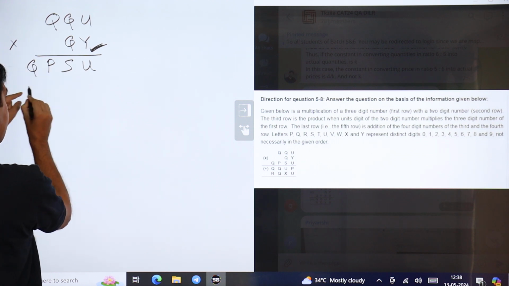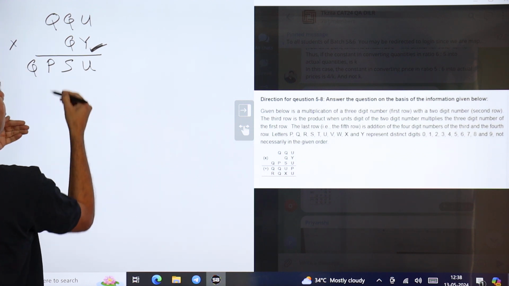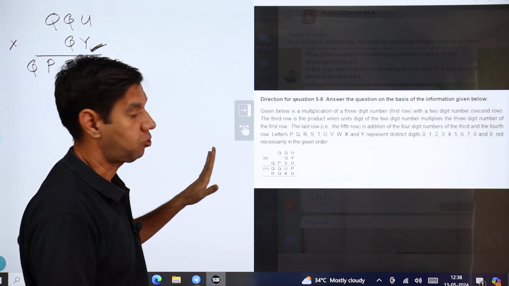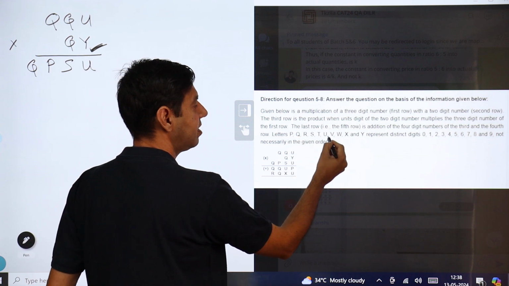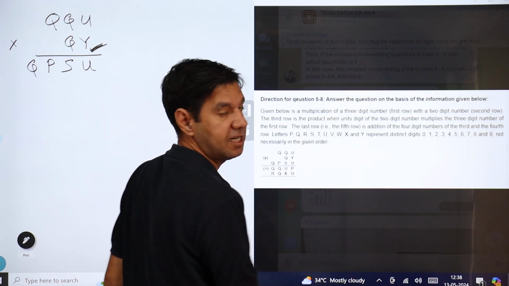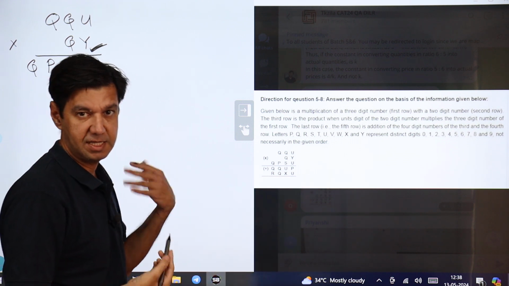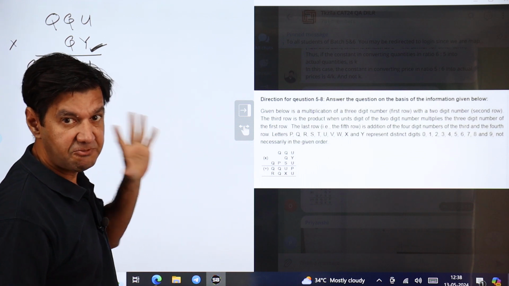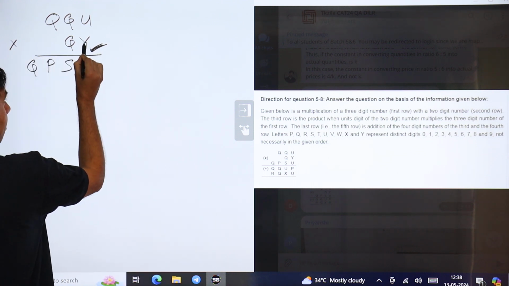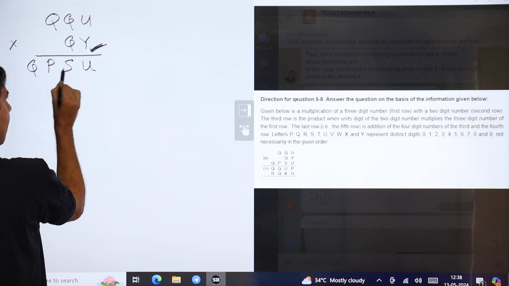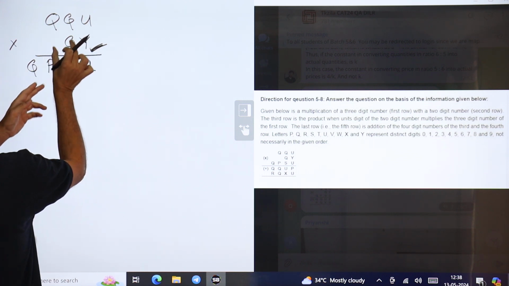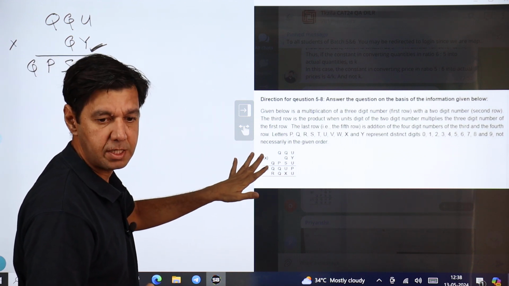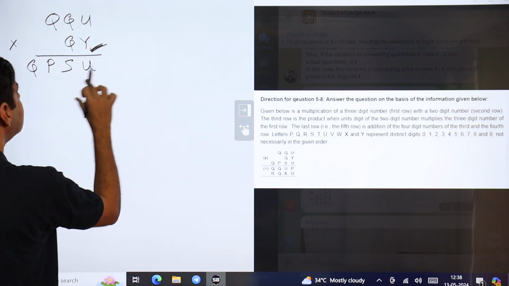So this is your third row, there's a fourth row, and the fifth row is the sum of the third and fourth row. Now nothing is mentioned about the fourth row. If I read ahead, it just says let P, Q, R, S, T, U, W, X, Y represent distinct digits from 0 to 9, not necessarily in the given order. And that's it, right? At first I thought that Y into this 3-digit number is QPSU, and then Q into this number is the next row, the fourth row, but that is not what it is. Nothing is mentioned about the fourth row.